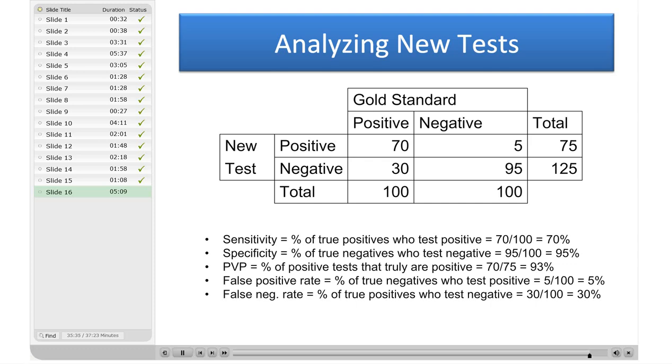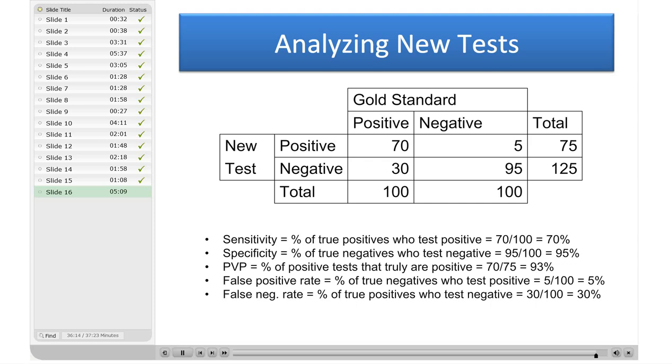The next quantity that we're going to look at is the PVP, which stands for predictive value positive. It's the percentage of positive tests where the person truly is positive for the disease. In other words, if you look at everyone who tested positive under the new test, what percentage of those tested positive under the gold standard? So there are 75 total people who tested positive using the new test, and 70 of those really do have the disease because they tested positive under the gold standard. So 70 out of 75 is 93%. That's how you calculate that number.